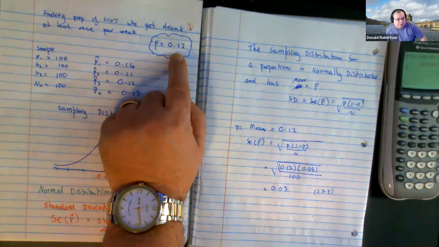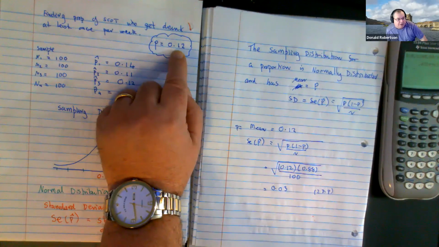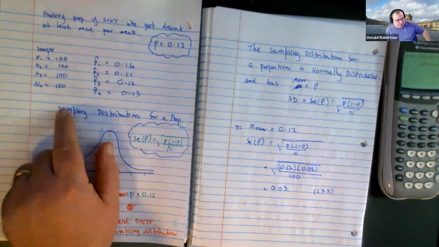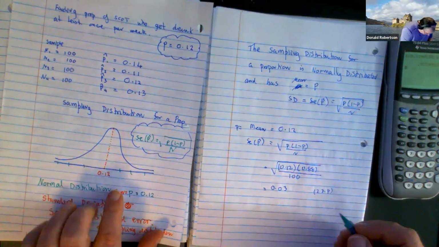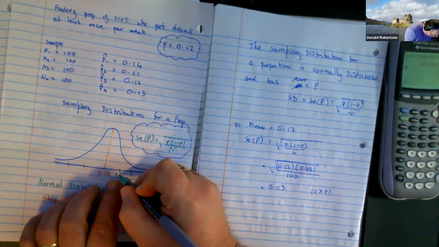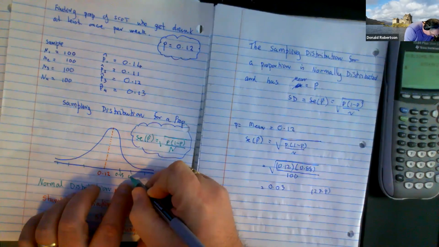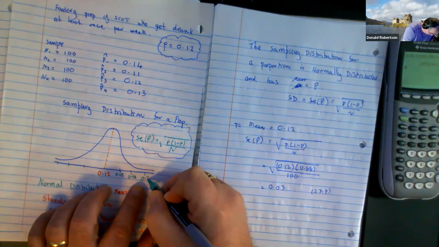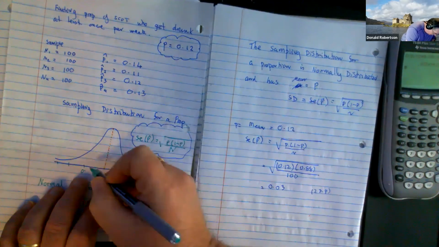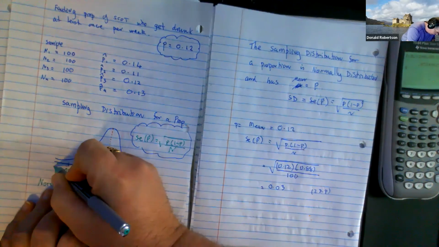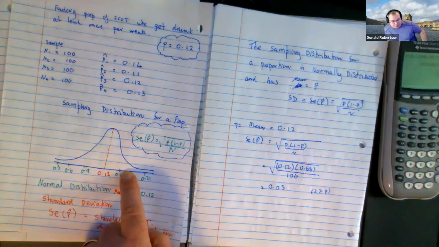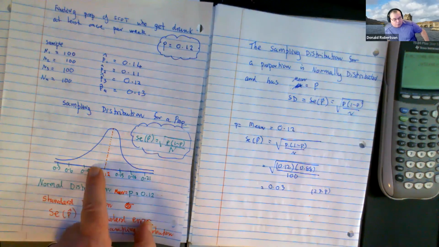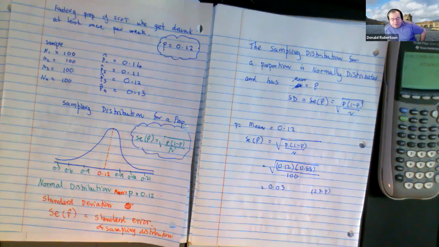So if the percentage of Scots people who were drunk was 12%, and I took samples of size 100, this is what all those samples would look like if you just kept on doing it forever and ever. This guy is 0.13, so that's 15, 18, 21, 9, 6, 3. So 1, 2, 3 standard deviations away from the mean.